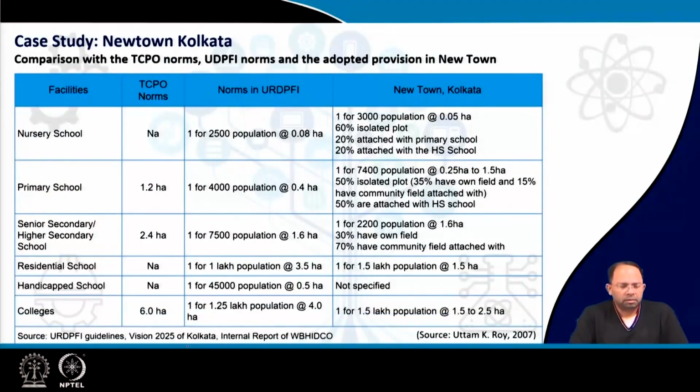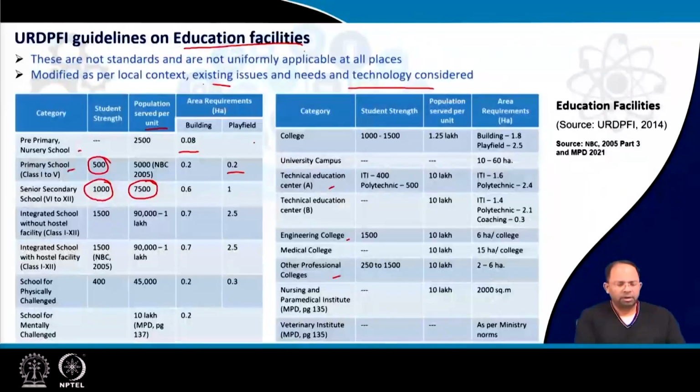Overall, if we compare these standards, or the areas that were reserved in Newtown, with the TCPO norms and the previous URDPFI guidelines, not the current guidelines, the previous one. So, here you can see that for nursery schools, the previous guideline was 1 for 2500 population. Right now, the guideline states around 1 per 2500 persons. For 2500 people, we have 1 primary school. And for primary school it is 5,000, for pre-primary it is 2,500, for senior secondary it is 7,500.